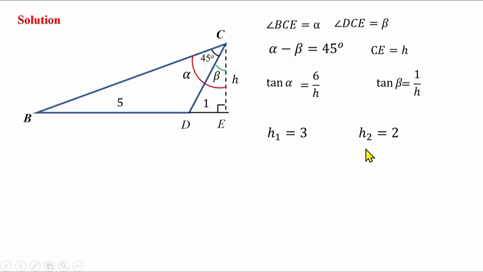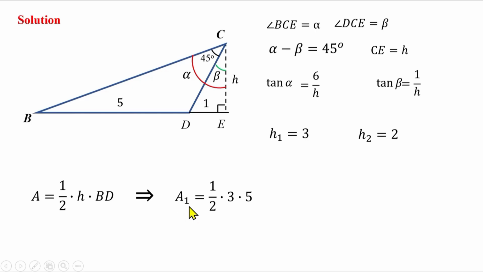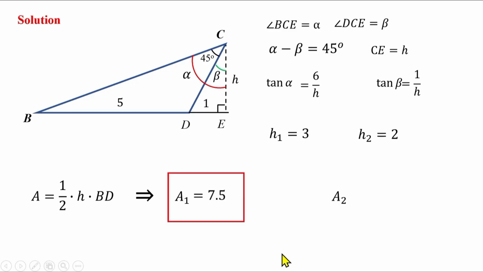Next step is to find the area of triangle. It is very simple. We just recollect equation to find the area. It is 1/2 height times base of triangle. For h1, we will get first value for area. It is equal 7.5. And for h equal 2, we will find another value, which is equal to 5.